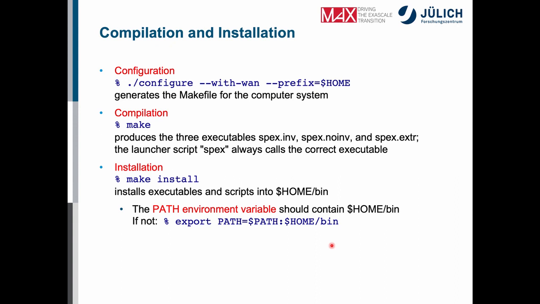Compilation and installation of the SPEX code is done in three steps. First, configuration. The configure script accepts a number of options that let you customize your compilation. For example, the option --with-wan links SPEX to the Wannier90 library. You can also request an MPI parallelized version at this point. Second, compilation. This is done with the make command. And third, installation with make install.